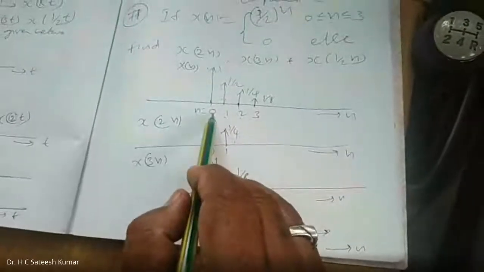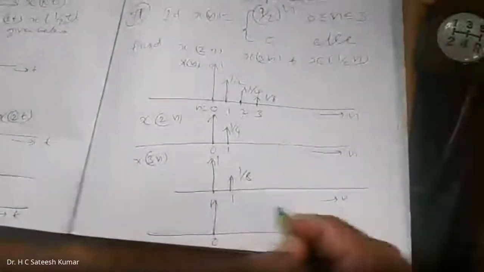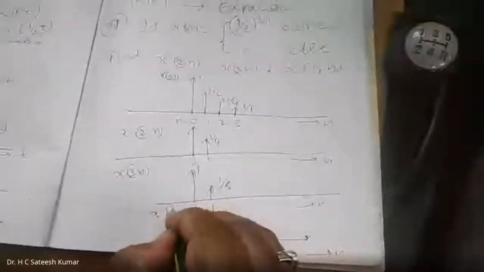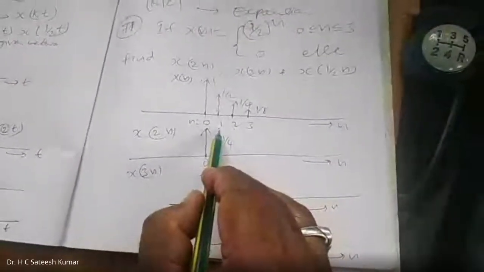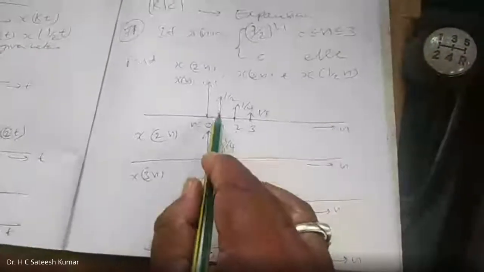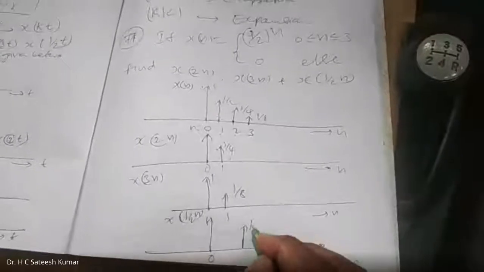Half n is equal to 0. Therefore, n is equal to 0. This element will be at 0 only. That is x of half n I am trying to do. Okay. Half n is equal to 1. Therefore, n is equal to 2. This element will be at 2. This element will be at 2 with amplitude 1 by 2.